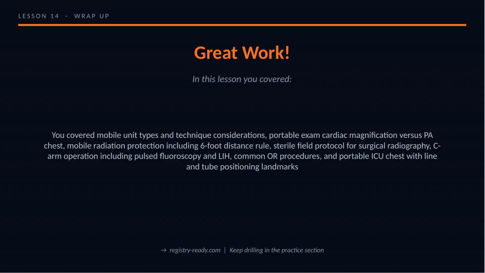Lesson 14 complete. Mobile unit types and technique. AP cardiac magnification versus PA chest. Mobile radiation protection including the 6-foot rule. Sterile field protocol. C-arm setup with under-table tube preference. Pulse fluoroscopy and LIH dose reduction. Common procedures and ICU line placement landmarks. CVC at the SVC. ET 5 to 7 centimeters above the carina.